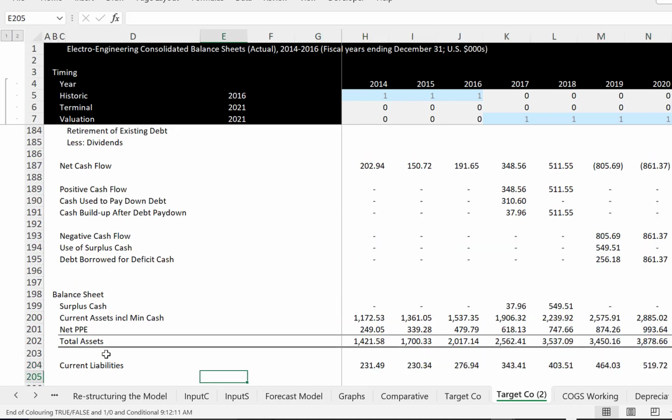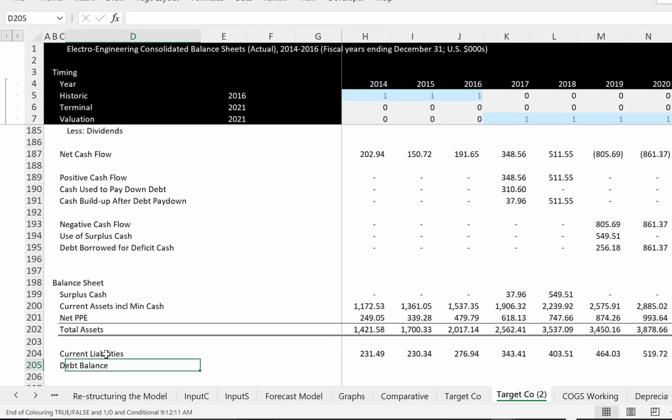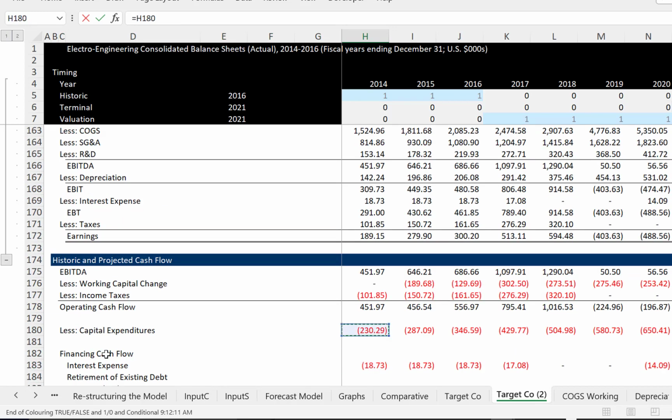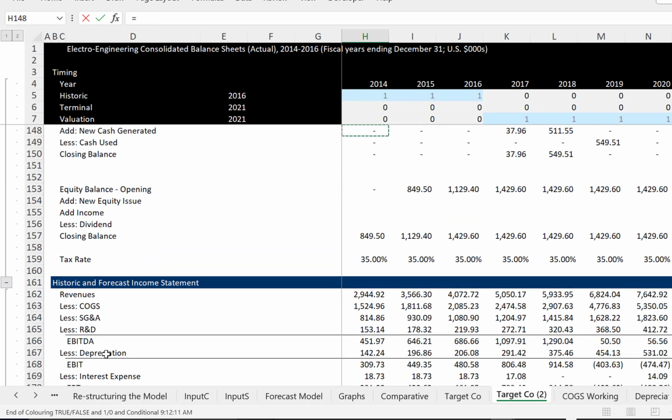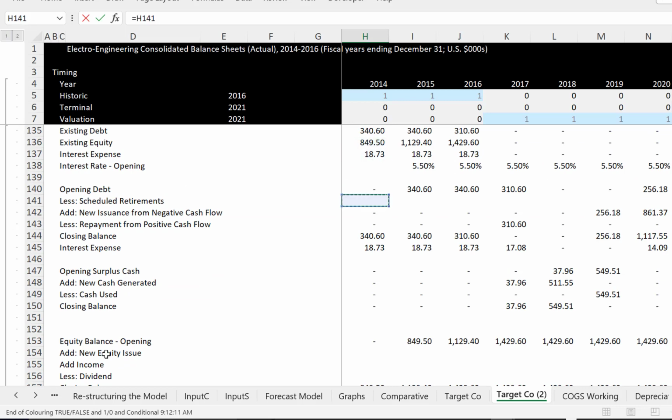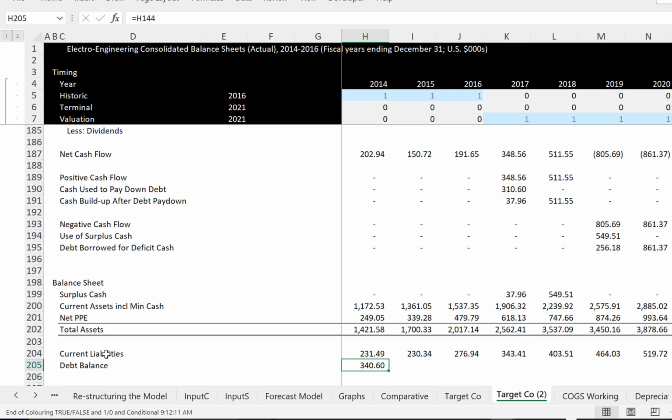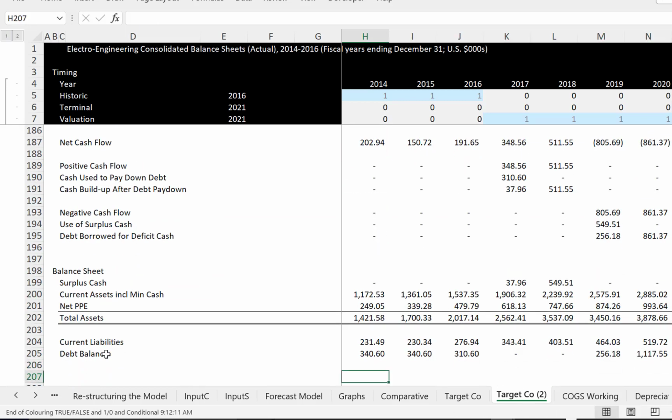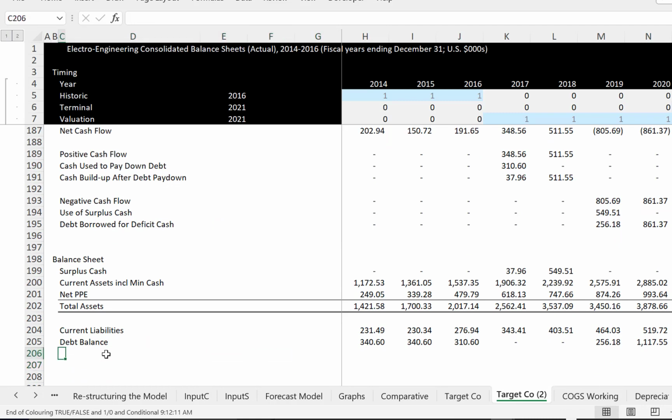Okay, and then let's put our debt balance. Now I'm repeating myself, but you could split this between short-term debt and long-term debt and all that stuff. So we're putting our total debt balance. Maybe I should have put a little underline there. And then we've got our equity balance.